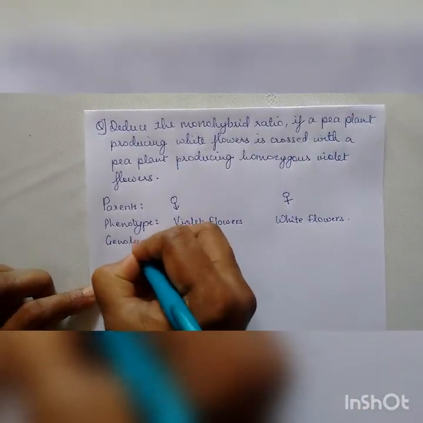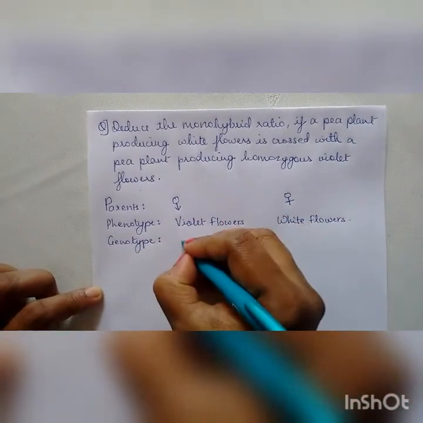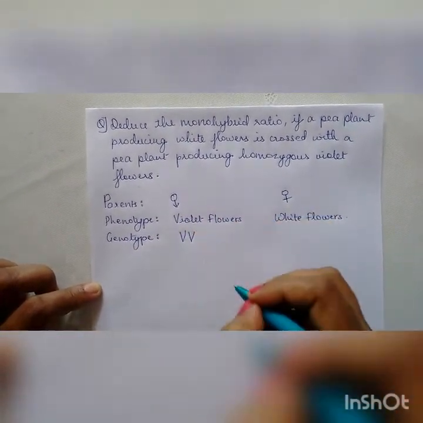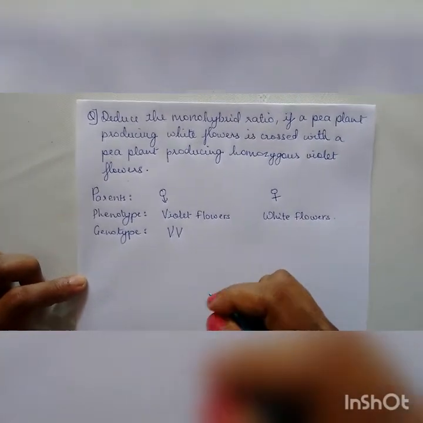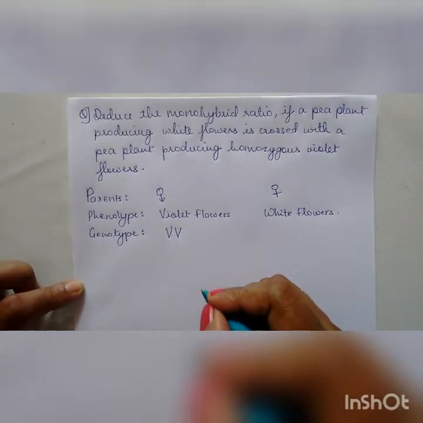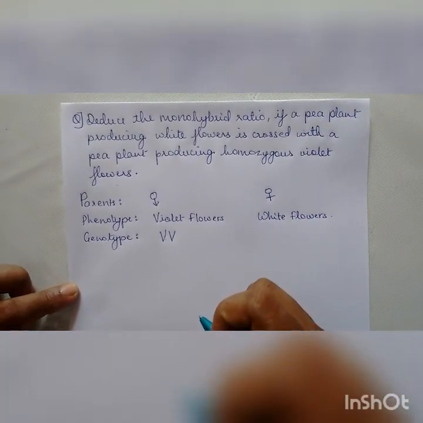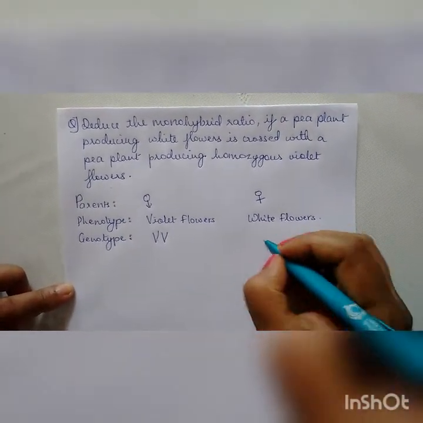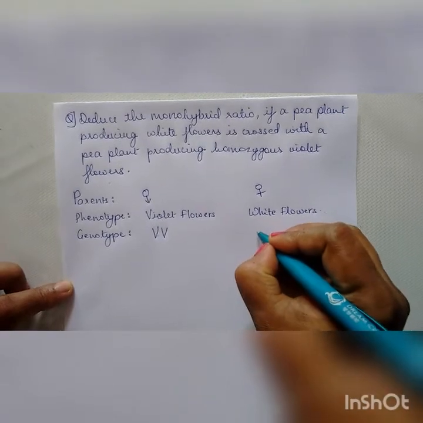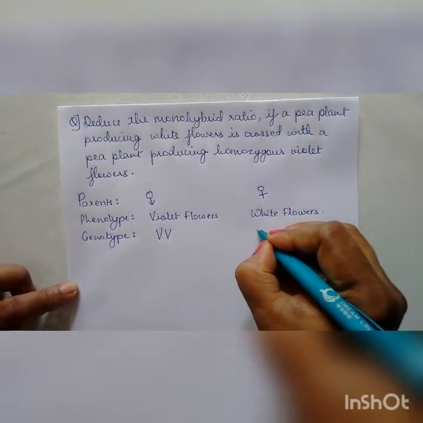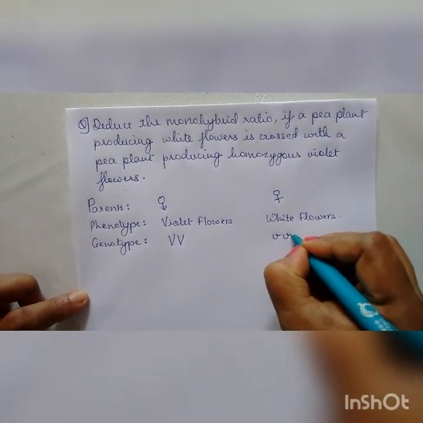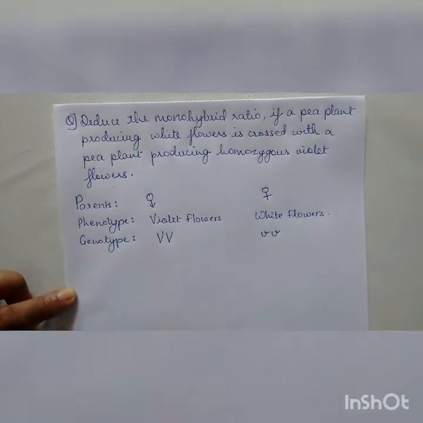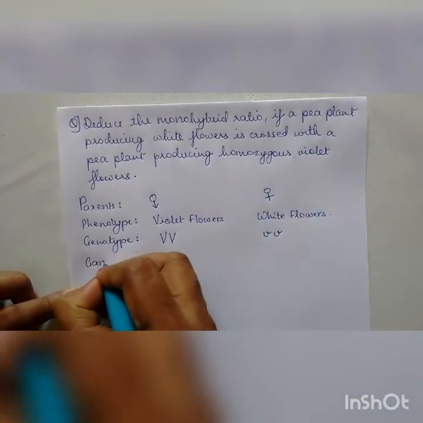The genotype: capital V, because we already know that violet flowers in Pisum sativum are dominant, they carry dominant alleles, and white flowers in Pisum sativum carry recessive alleles. So let us represent the recessive alleles by writing small v. Let us write the gametes.